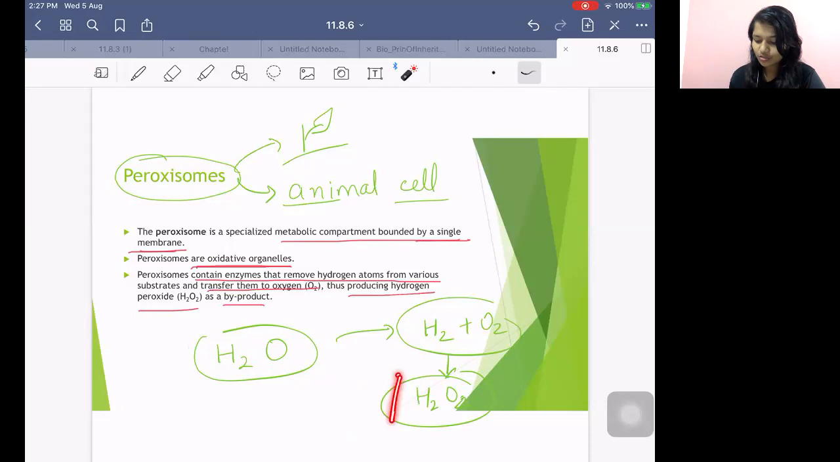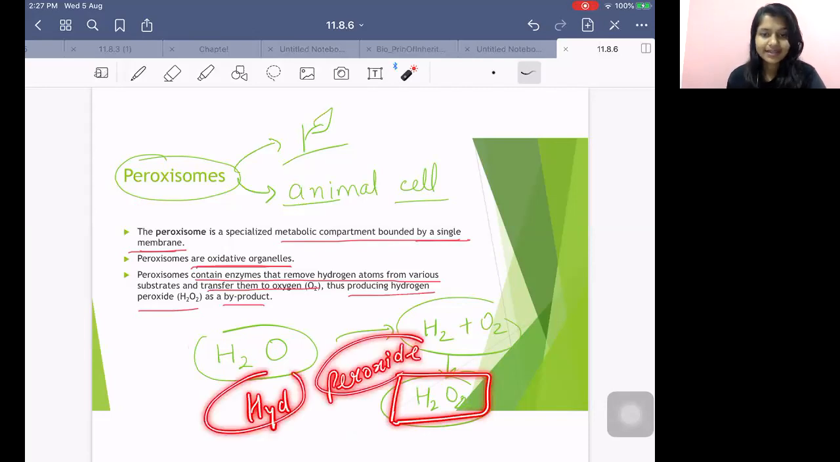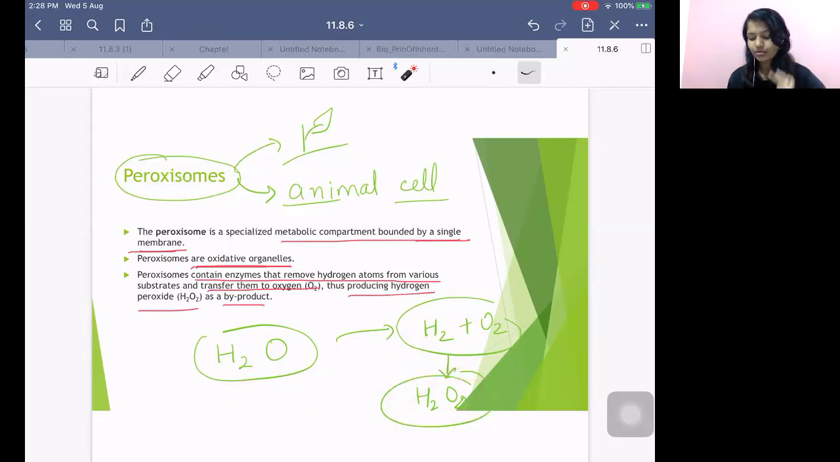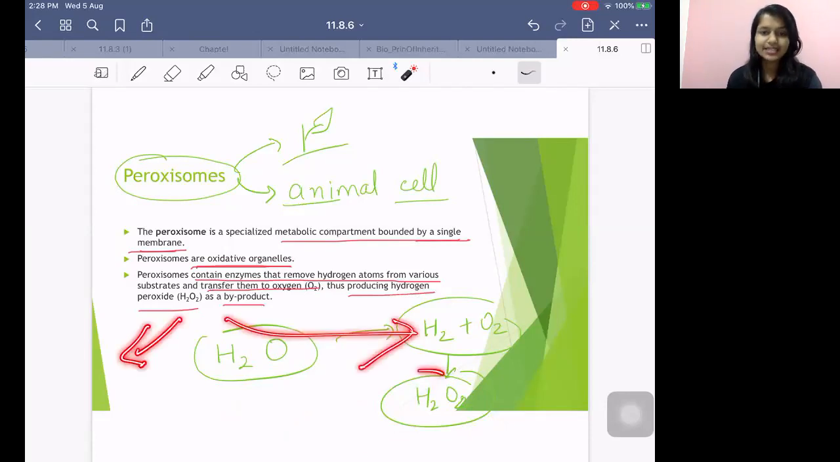What is the name of H2O2? Hydrogen peroxide. Right? So peroxisome is involved in the making and breaking of hydrogen peroxide. How? By taking out hydrogen, adding it to the oxygen and getting hydrogen peroxide.